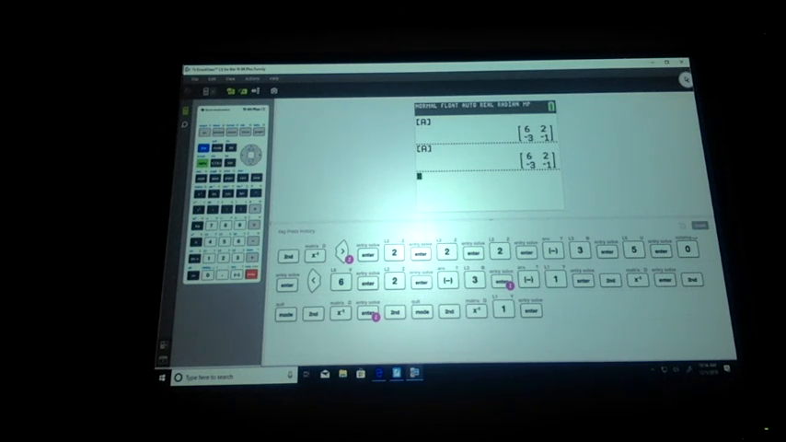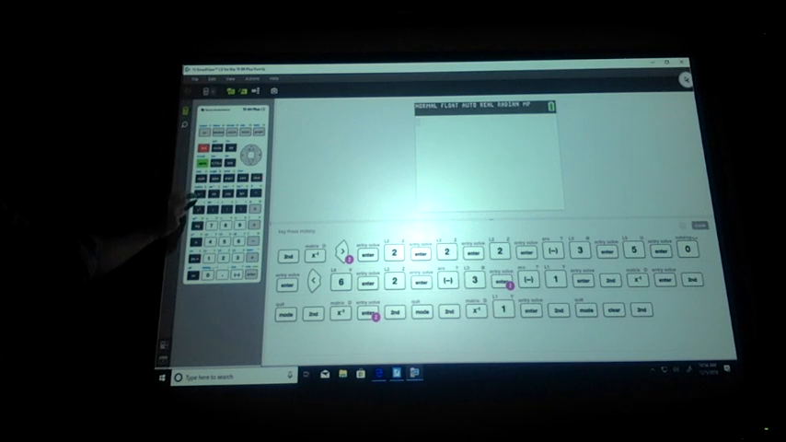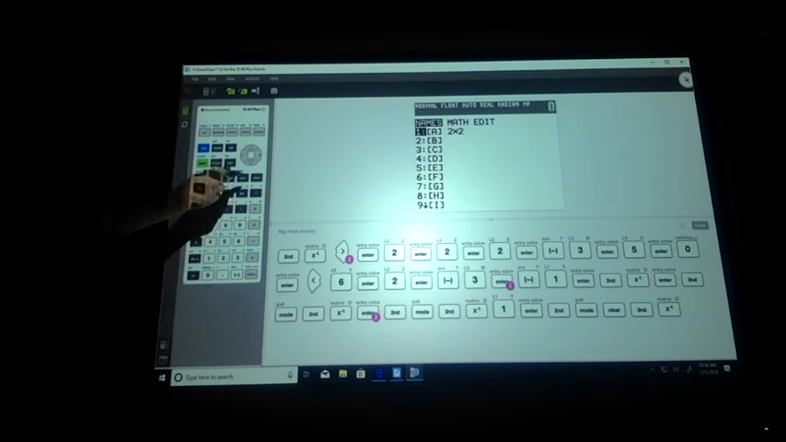What's second quit? Second mode quits out of what you were just working on. All right, let's make the other matrix C. So second matrix takes you back to that screen. Wait, how do you edit?